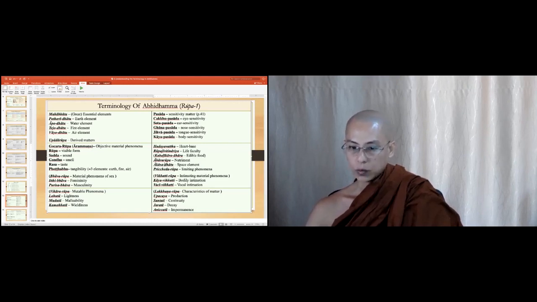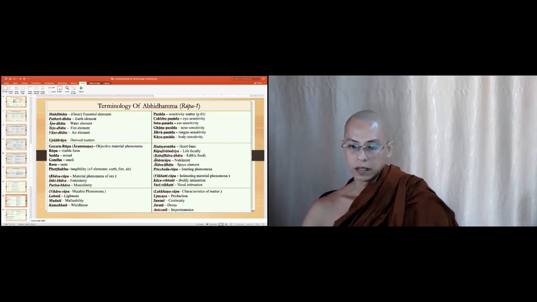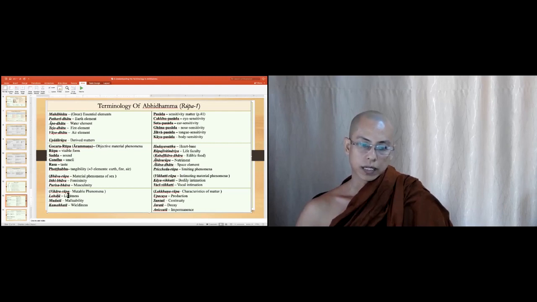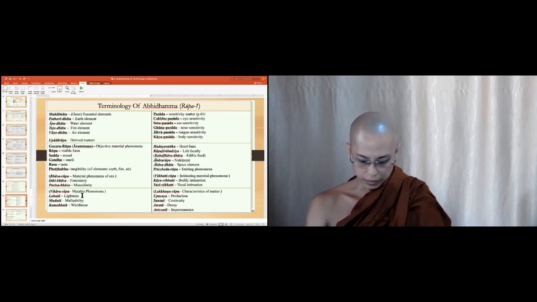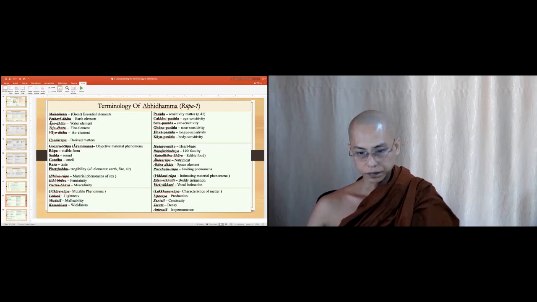Then Vinyati Rupa, Vinyati is intimating material phenomena. So this can be divided into two, Kaya Vinyati, bodily, and Vachi Vinyati, vocal. Then Vikara Rupa, mutable phenomena. So lightness, as here, Lahuta, Muruda, Kamanyada. This is also already found in the Chetasika chapter.